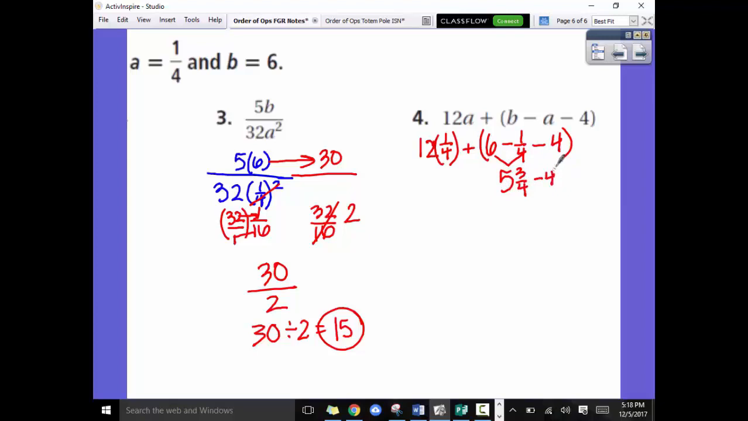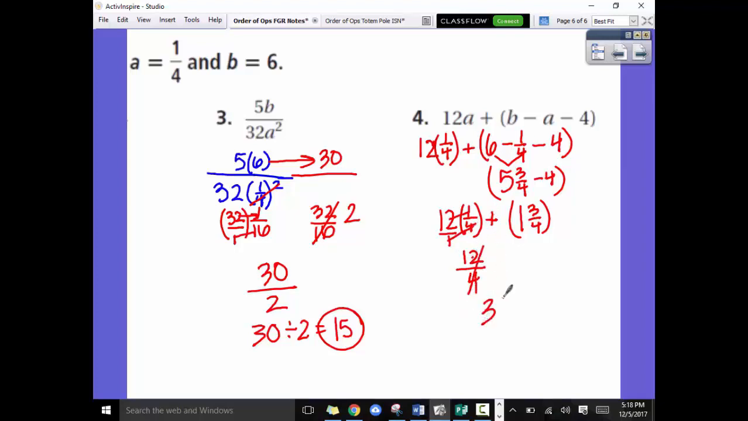Bring down minus 4. Okay, if I have 5 3/4 and I take away 4, I'm going to be left with 1 3/4. I have that part. Bring everything else down. 12 times 1/4, that's 12 over 1 times 1 over 4. 12 times 1 is 12. 1 times 4 is 4. And 12 divided by 4 is really just 3.